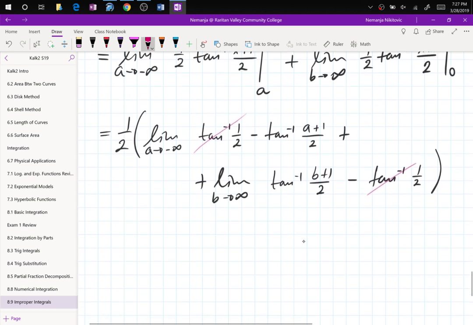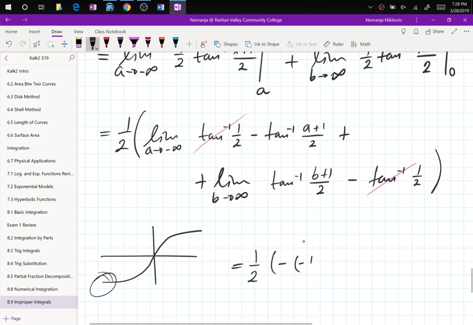Okay, now we use our handy dandy graph for inverse tangent. And let's try to do it correct this time. So this a is going to negative infinity. If a is going to negative infinity and you add 1 to negative infinity, you are still at negative infinity, right? And then you divide negative infinity by 2, you are still at negative infinity. So tangent inverse of negative infinity is negative pi over 2 on the bottom, right? So the whole thing here is negative pi over 2.